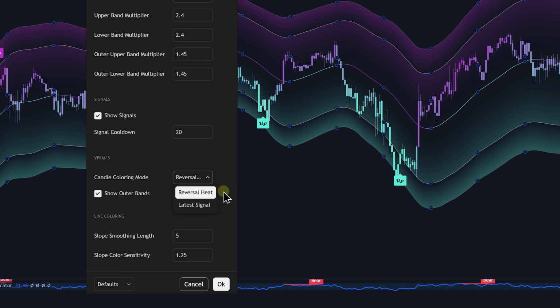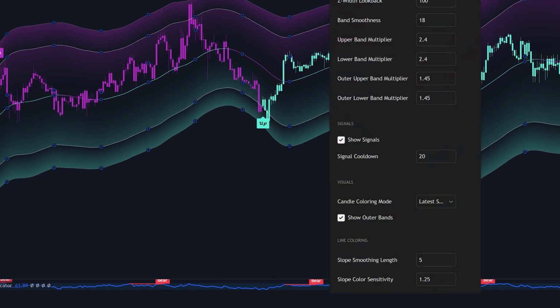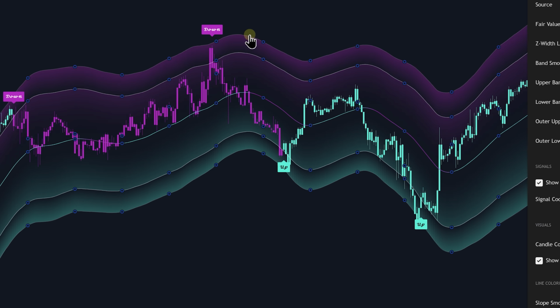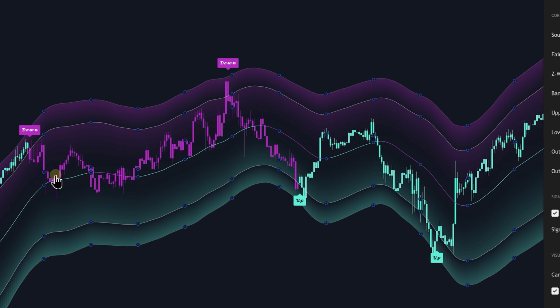The second option is called latest signal. So, instead of changing with price's live position, this mode colors every candle according to the most recent confirmed reversal signal. After a buy signal, the candles remain in the bullish color until a sell signal appears. At the same time, after a sell signal, they stay in the bearish color until the next buy signal appears. This creates a persistent signal bias and may be easier for traders who want a simpler chart.